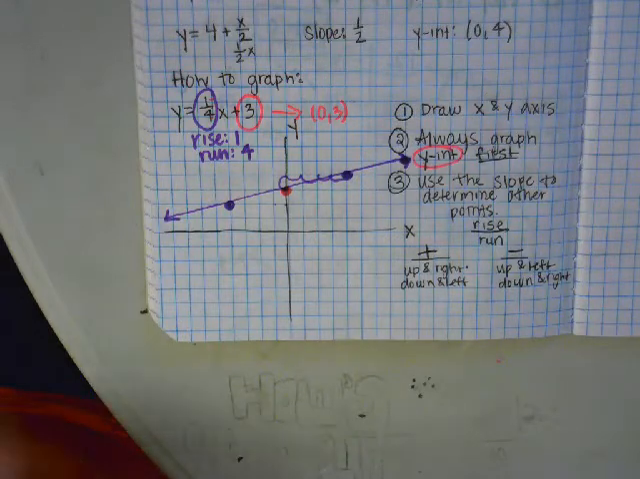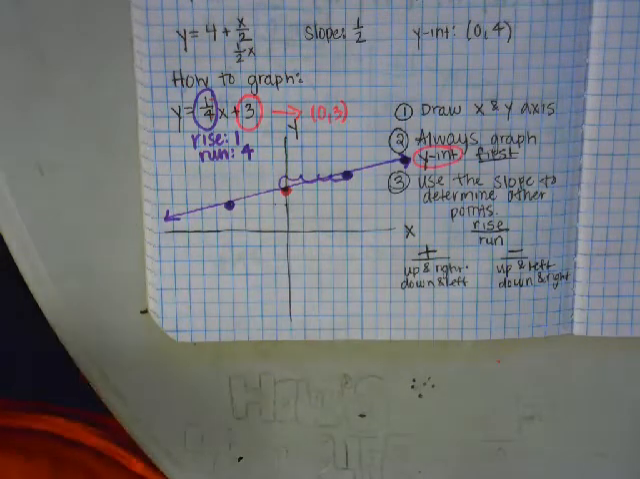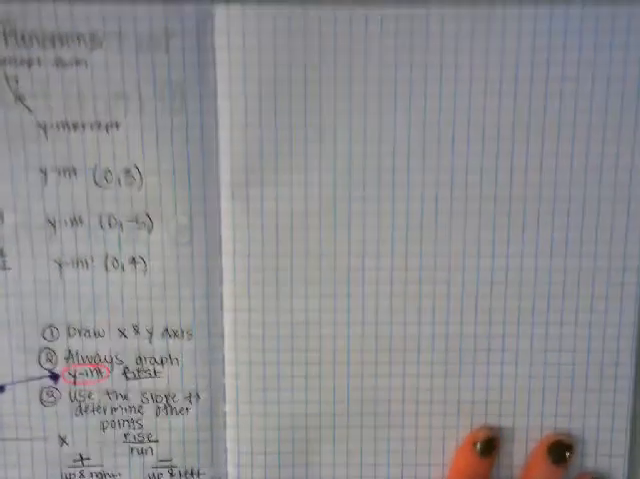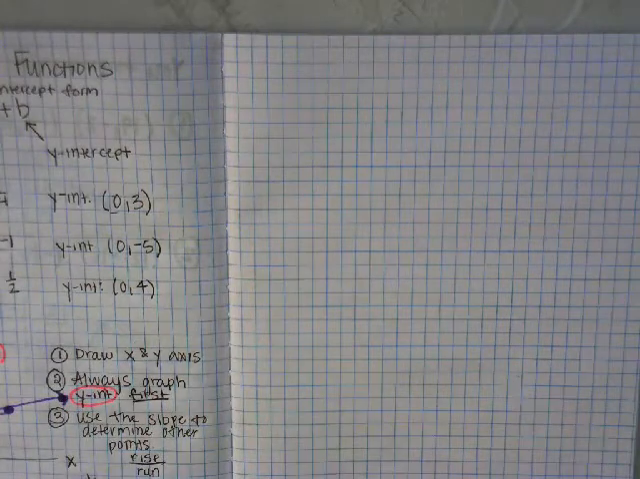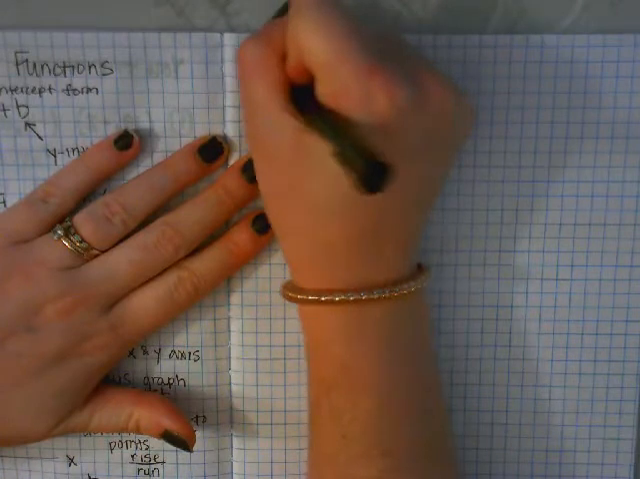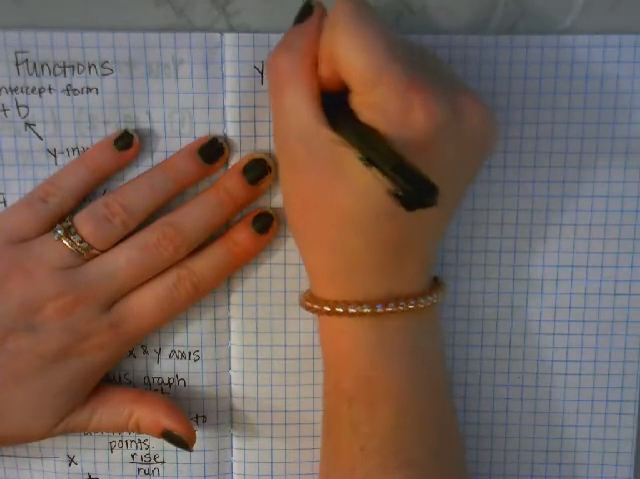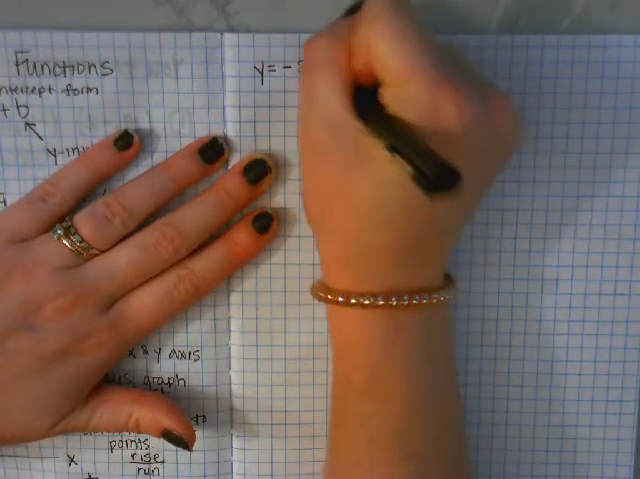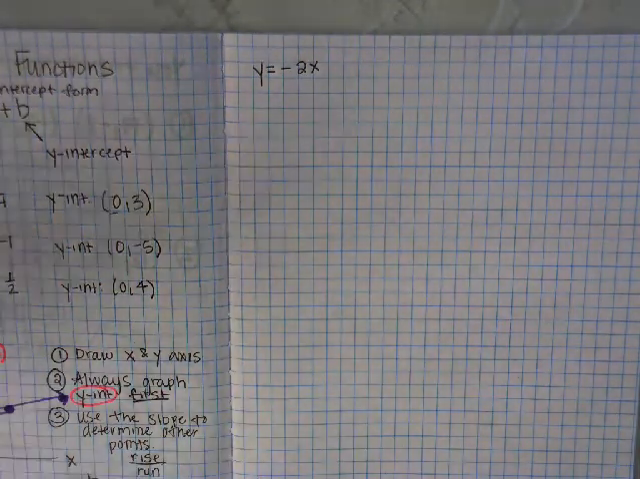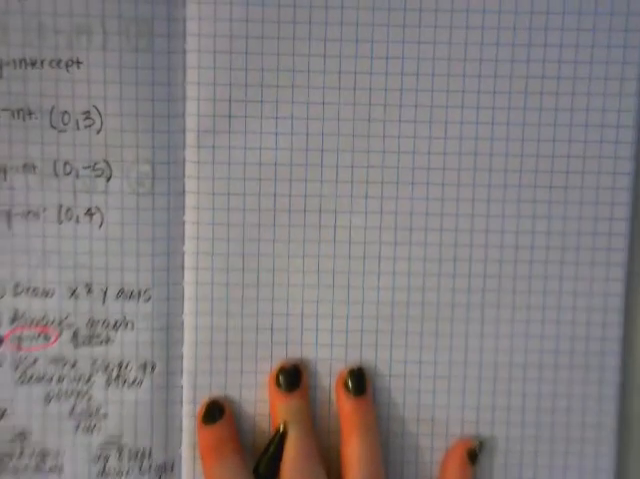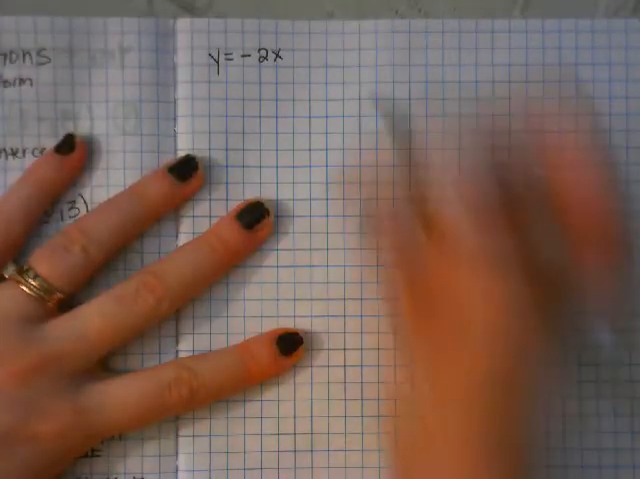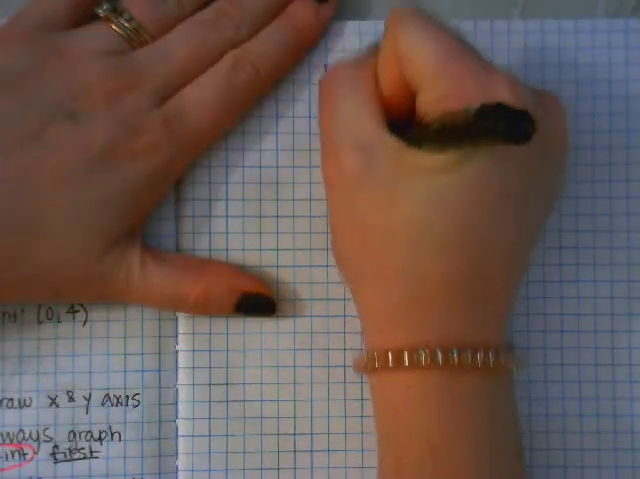So let's try a couple more, just to make sure we're clear about what we're doing here. So let's do y equals negative 2x. Y equals negative 2x. All right, so we're going to start again by drawing our x and y axis.